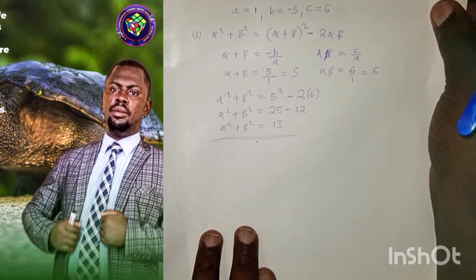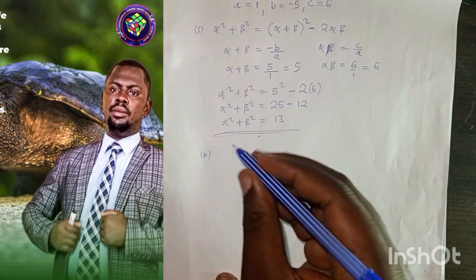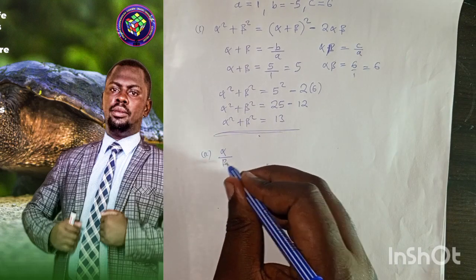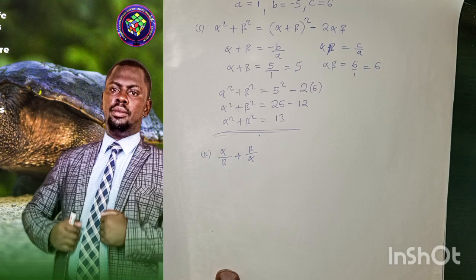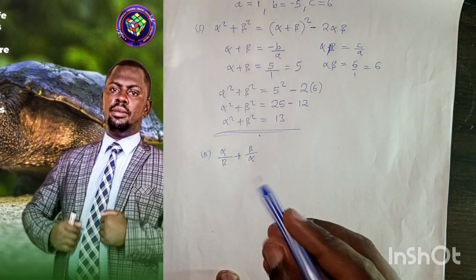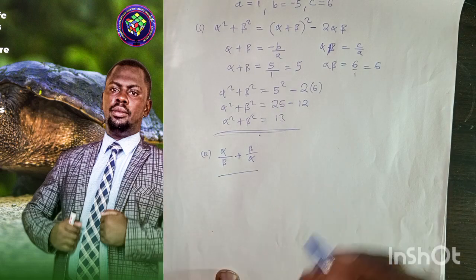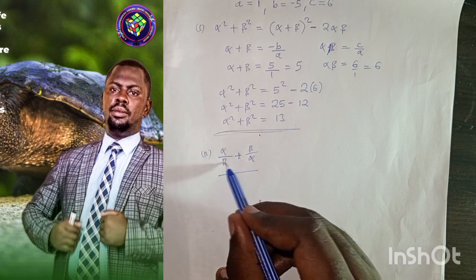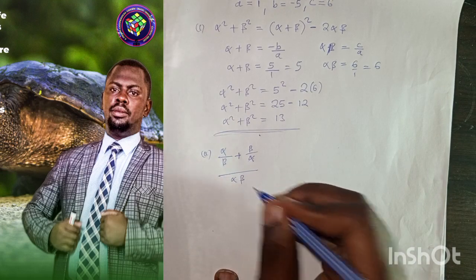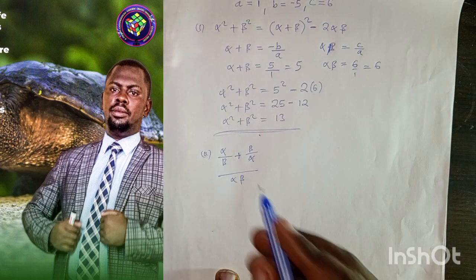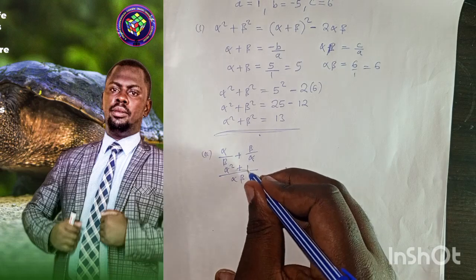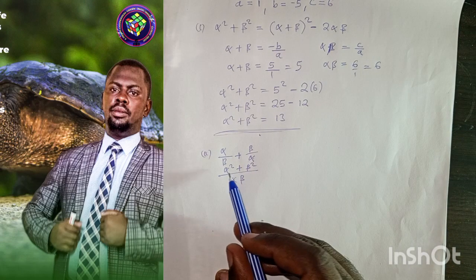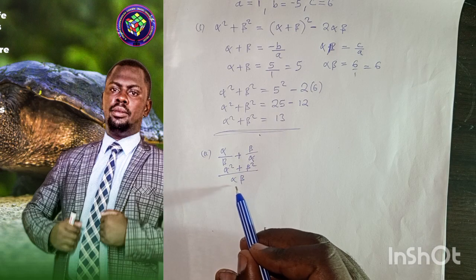Then the second question, we have alpha over beta plus beta over alpha. The first thing you do is work out the fraction the normal way. The lowest common multiple for beta and alpha, you just multiply these two terms. It will be alpha beta. Then you cross multiply: alpha times alpha gives alpha squared, plus beta times beta gives beta squared. So this is alpha squared plus beta squared over alpha beta.